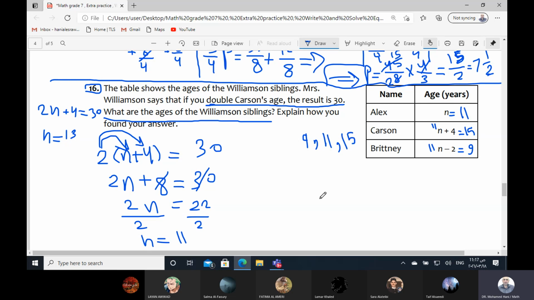How to check if my work is true or not? Who can tell me? For Carson, you will put n plus 4 equals 15, and then you make minus 1 here, minus 1, so n will be not 11.